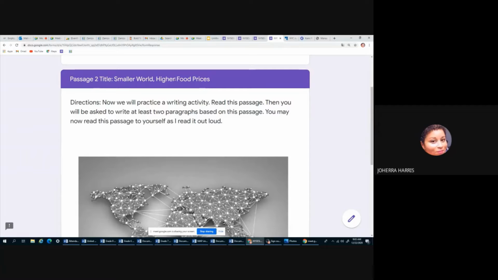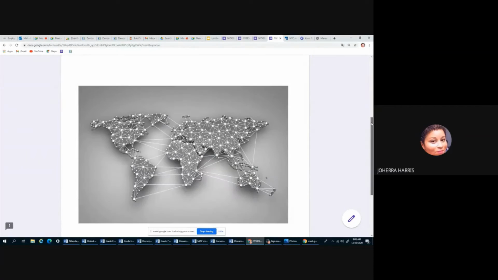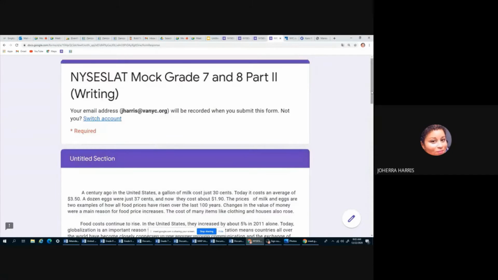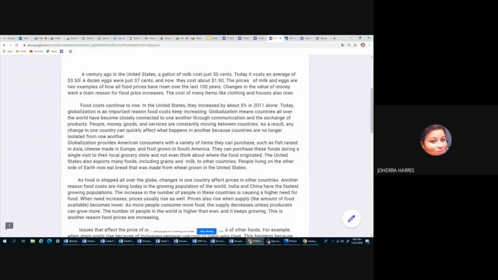Smaller world, higher food prices. A century ago in the United States, a gallon of milk cost just 30 cents. Today, it costs an average of $3.50. A dozen eggs were just 37 cents, and now they cost $1.90. The prices of milk and eggs are 2 examples of how all food prices have risen over the last 100 years.